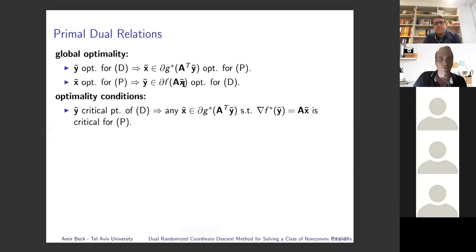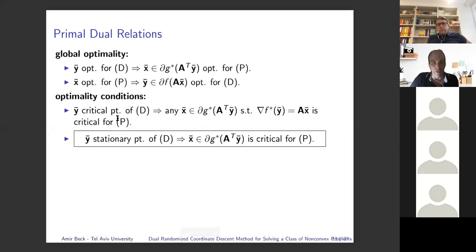So what is maybe more interesting is to look at optimality conditions. Let's say that Y bar is a critical point of the dual problem. If we want a point that satisfies the optimality conditions for the primal problem, then the most natural thing is to look at points which are subgradients of G star at A transpose Y. But actually, this is not enough. Such points are not always critical points for P. It's more complicated. If we have an additional condition that the gradient of F star at Y bar is equal to AX, then yes, X star is critical for P. So this is not a very good result.